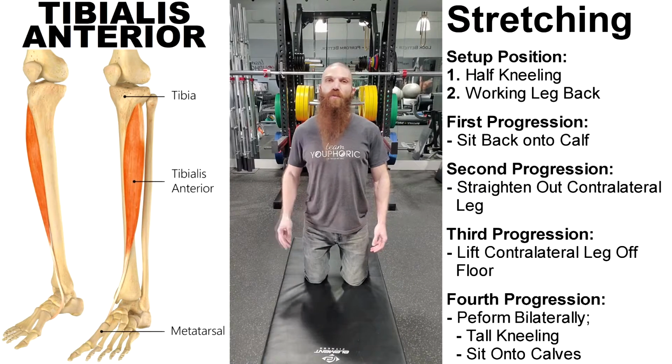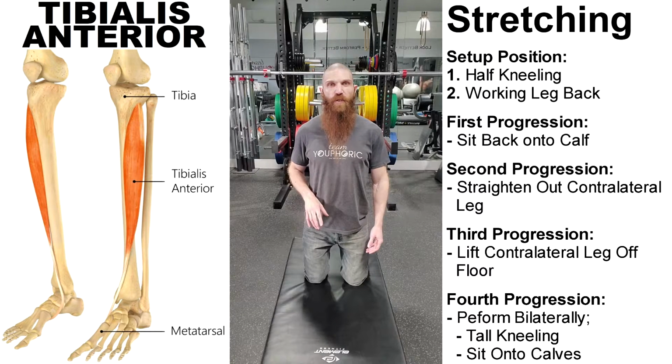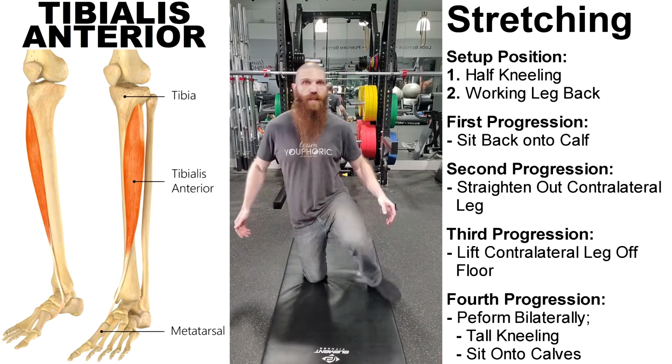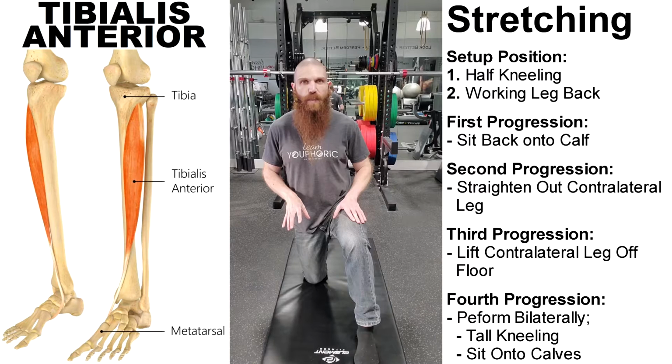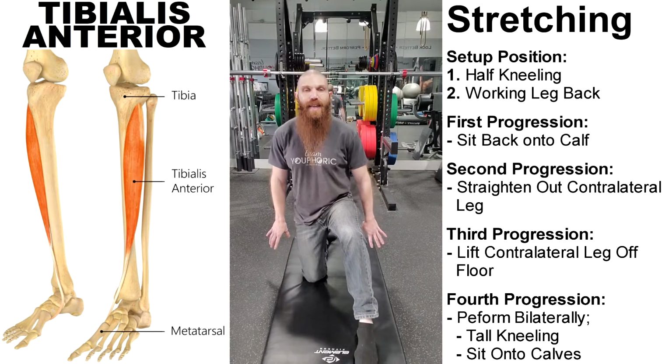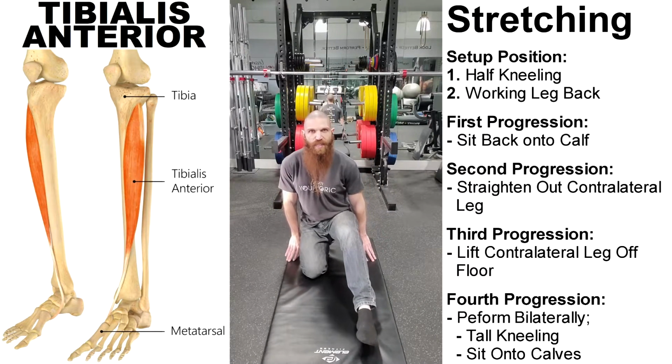For the stretch, I'm going to be taking you through 4 different progressions. This first one right over here, what we want to do is get into a half kneeling position, so as though you're in the bottom position of a lunge. And then the principle of action, we want to get into as much plantar flexion and eversion as possible. We're going to do that by going ahead and sitting down onto our calves. You can use your hands for support.